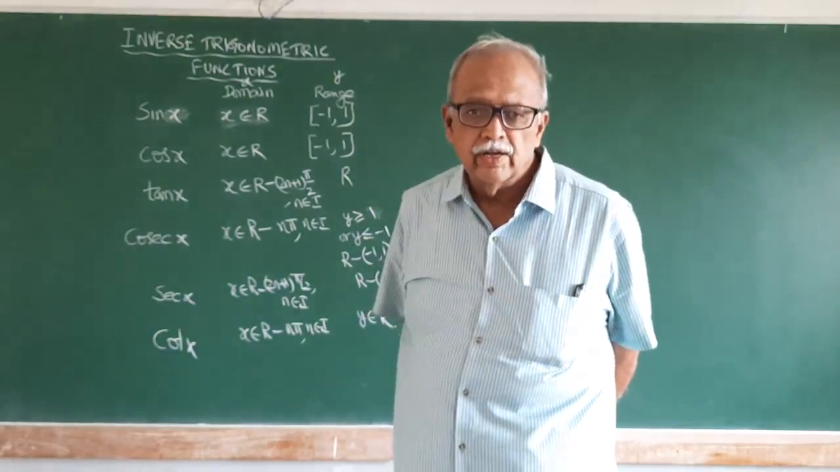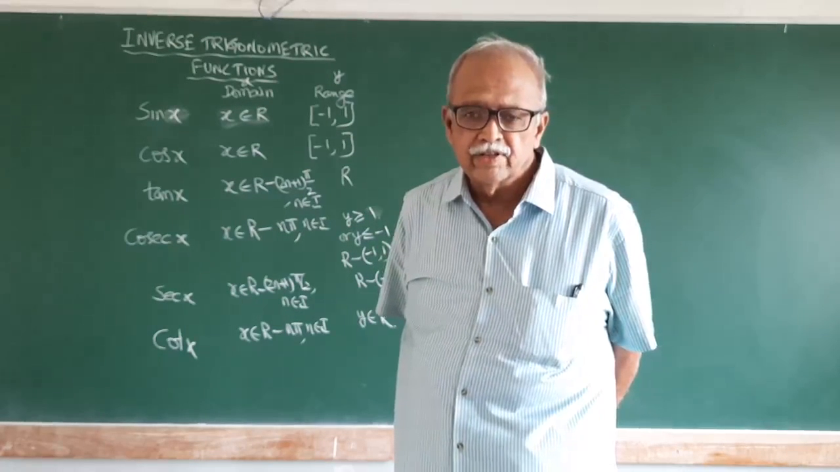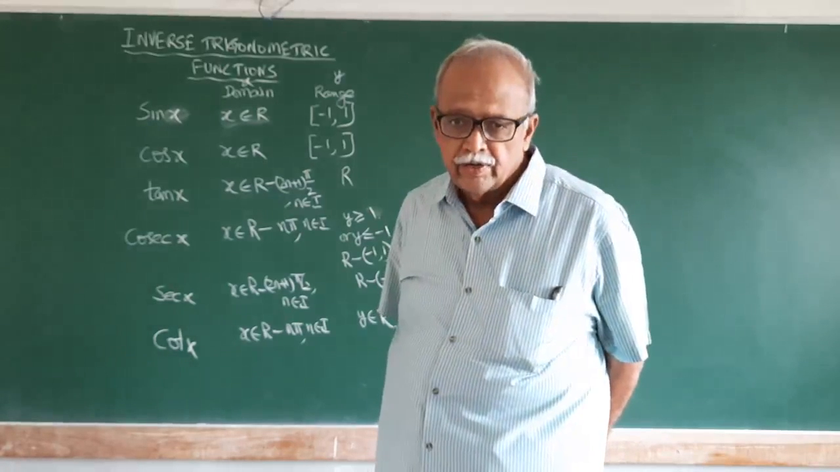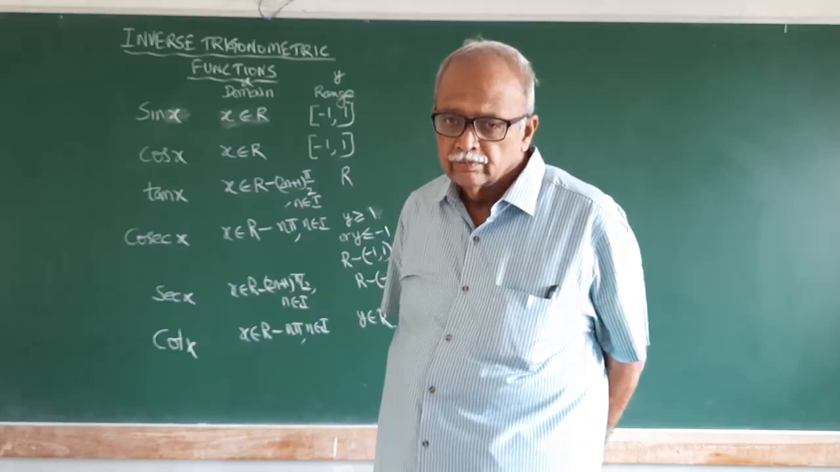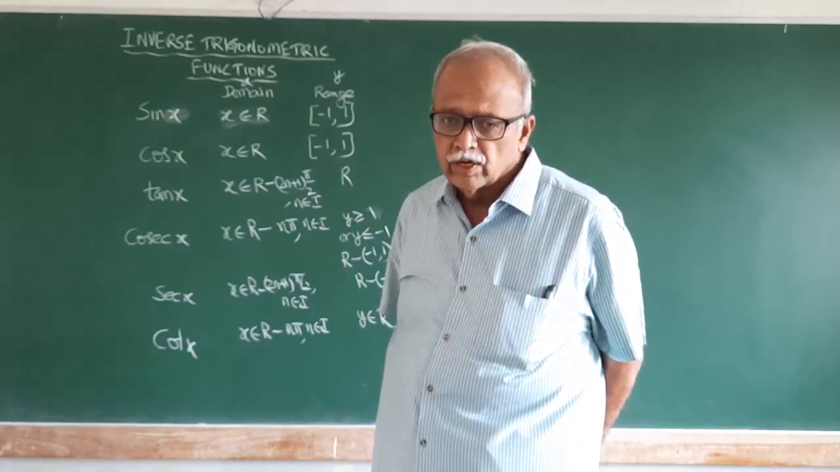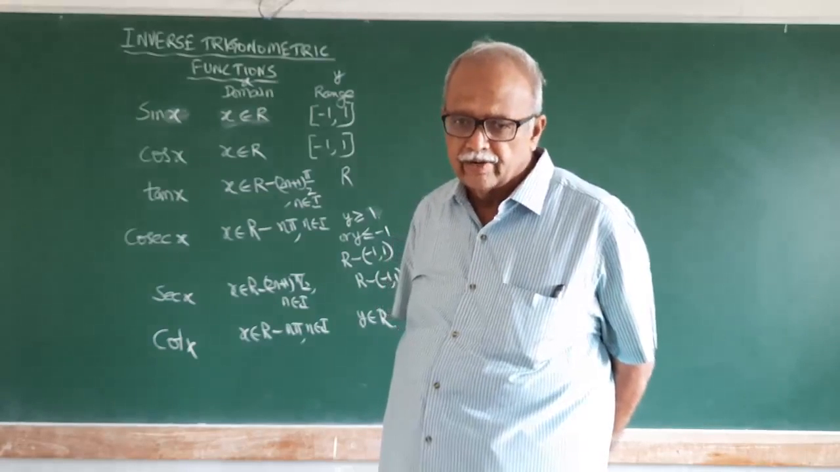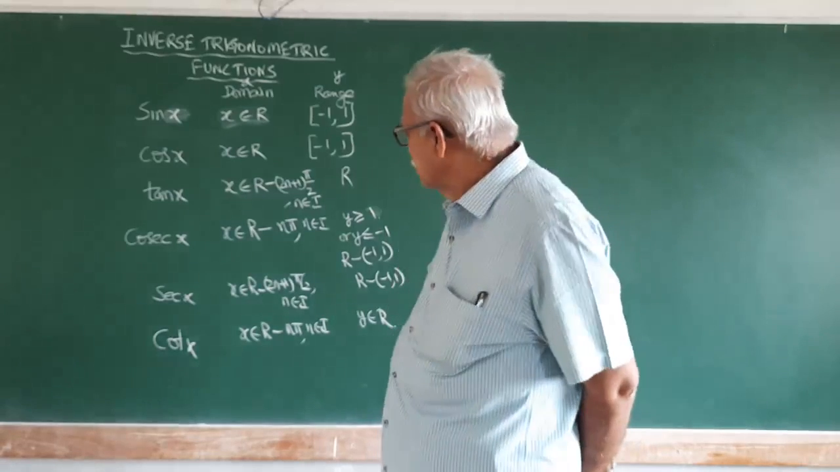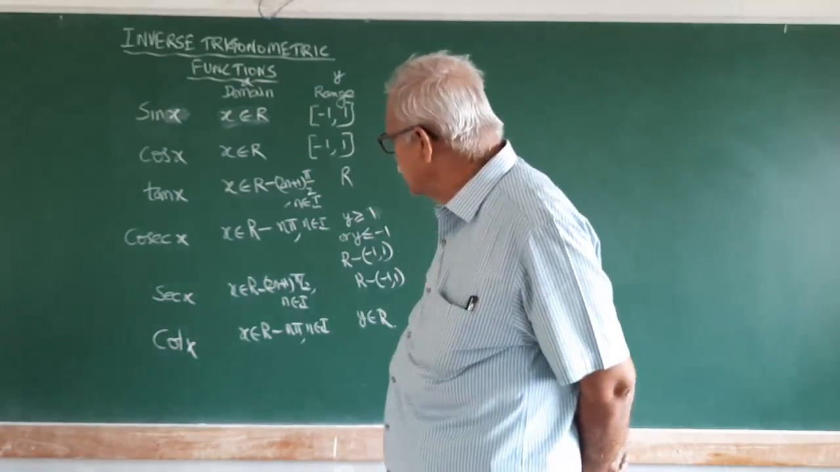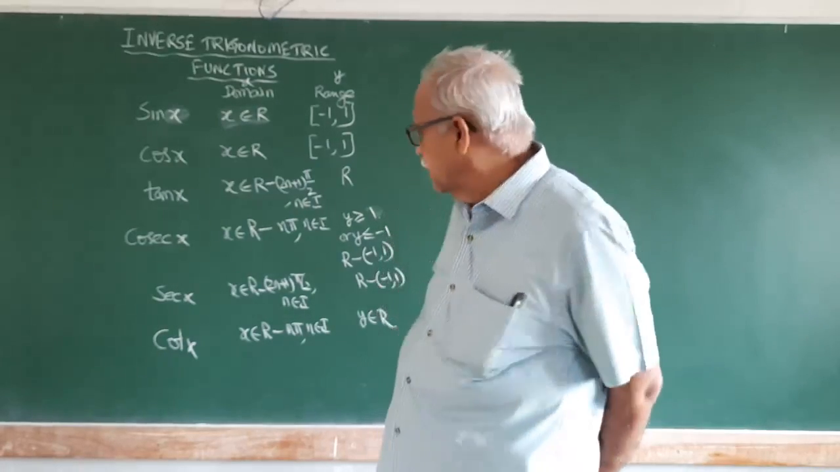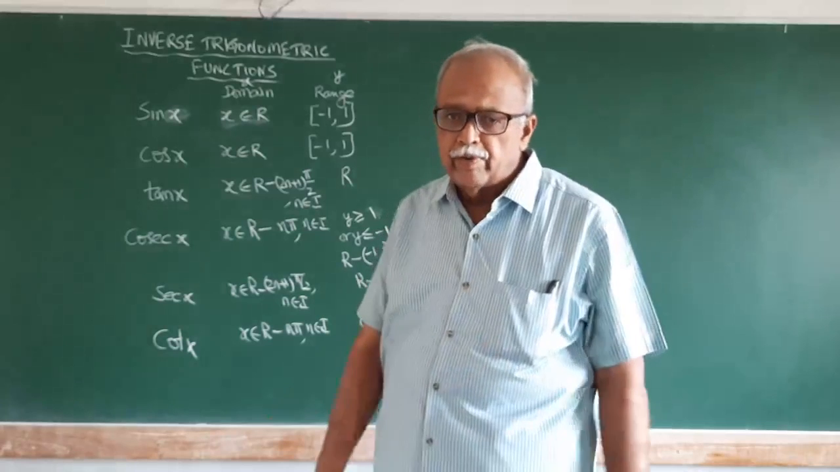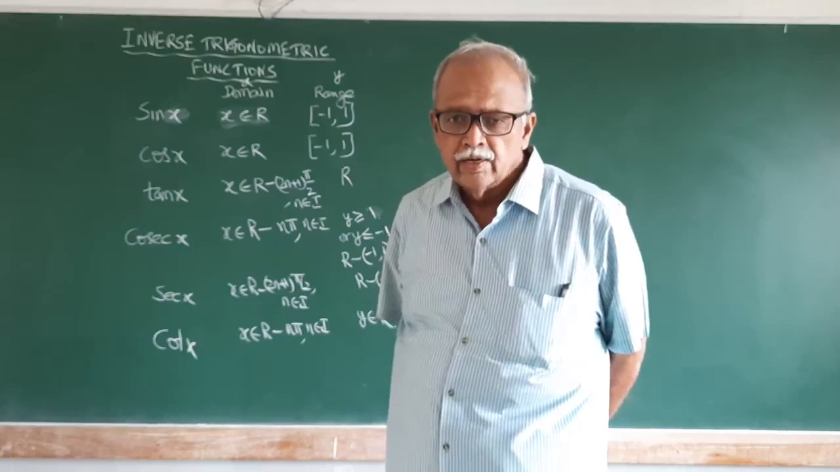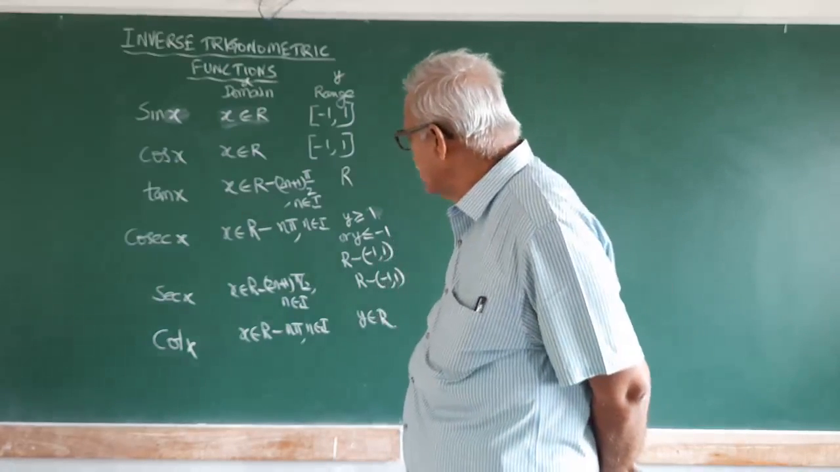With this basis only, we will be continuing with inverse functions. Now sin x, again I will repeat, x belongs to R and the range is the square bracket minus 1 comma 1. It is also called a closed interval. Cos x is x belongs to R, but the closed interval minus 1 comma 1 is the range. Tan x is x belongs to R minus (2n plus 1) pi by 2, that is odd multiples of pi by 2. We should remove them from the real number set. Then we will get the domain of tan x.